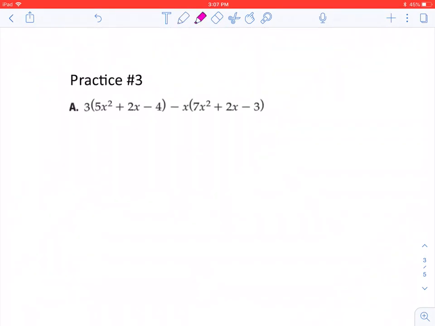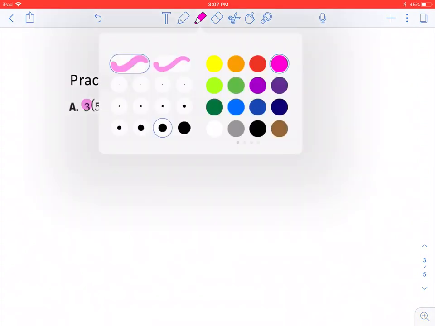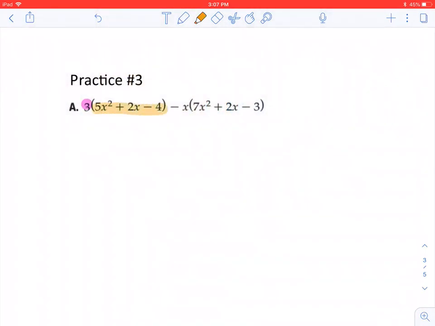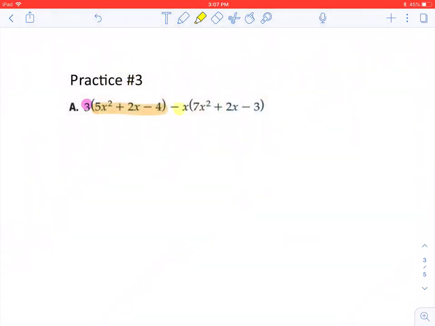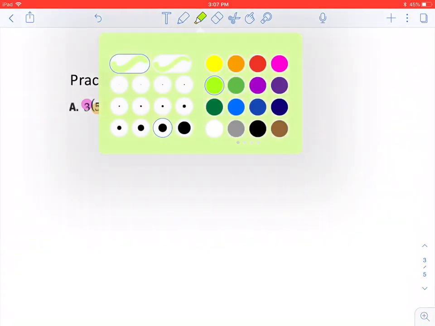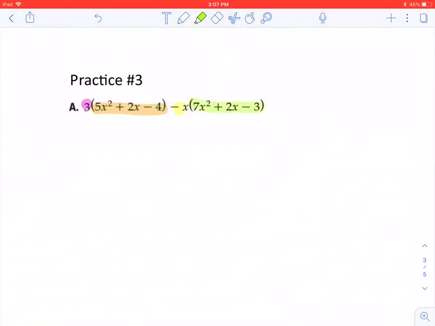All right, so we have this number 3 right here. And that 3 has to distribute to all of that. But we still have another number. We have this negative x right there. And that negative x has to distribute to all of this. So there's a lot of distributing going on here. So this 3's got to go to that. This 3's got to go to that. And this 3's got to go there. This negative x has to go there, there, and there. So there's quite a bit of distributing that we need to do.